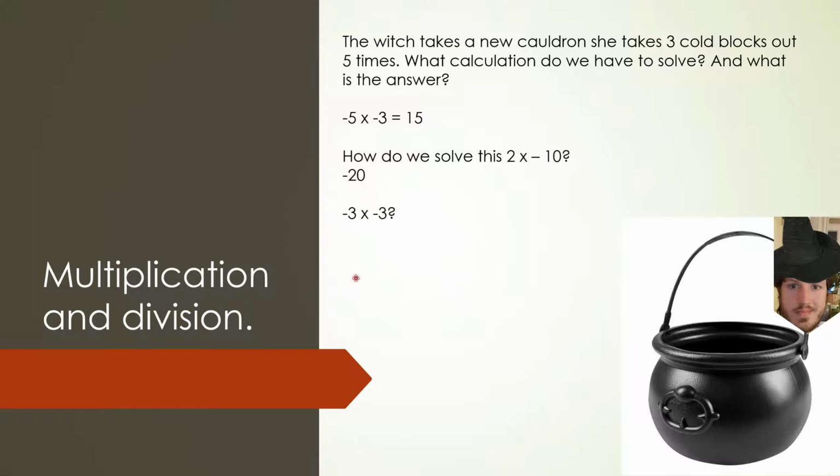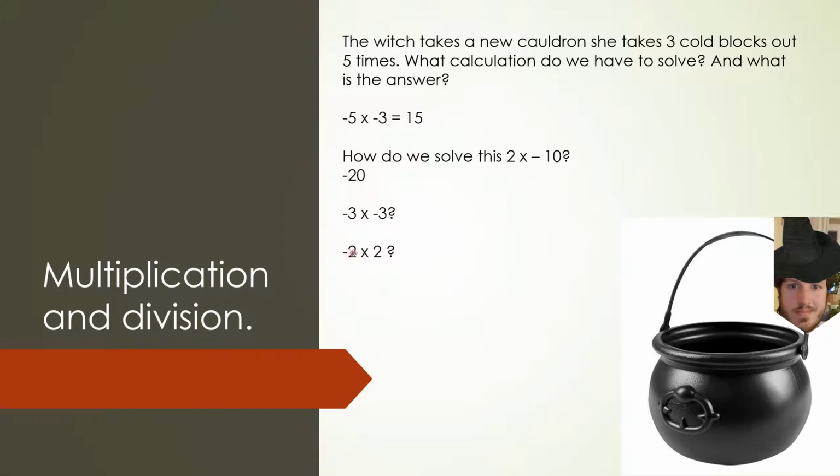Let's look at the next one. Minus 3 times minus 3. The first one says something about adding or taking out. It's minus, so we take something out. What do we take out? Minus 3 cold blocks. So we take 3 out, take 3 out, take 3 cold blocks out, which means the cauldron is getting warmer. Therefore minus 3 times minus 3 equals 9.